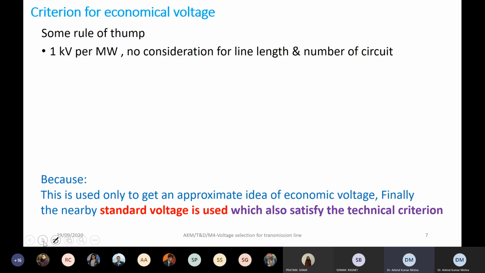economical voltage. The very simplest one, but very indicative, is to just use 1 kV per megawatt. What does it mean? Suppose you have 100 megawatt to be transmitted, then this rule of thumb says that you will have a transmission voltage of something around 100 kV. So for 100 megawatt, your transmission voltage may be somewhere around 100 kV.